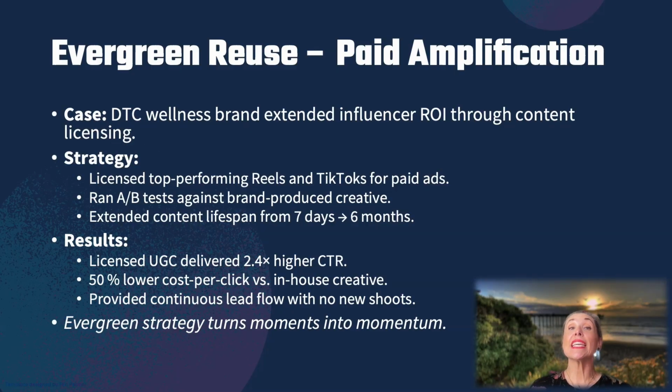Evergreen IGC extends reach and ROI over time. Brands use paid amplification tools like whitelisting or Spark ads to keep top content running for months. Even when repurposed, disclosure is still required though. Hashtag ad or paid partnership tags must be used. The bottom line is that licensing and amplifying top-performing creator content keeps proven assets working harder and longer. It's one of the most cost-efficient ways to scale impact without increasing production spend.